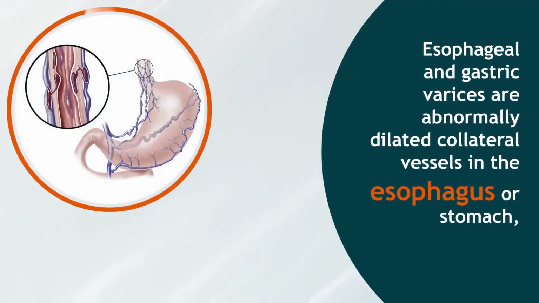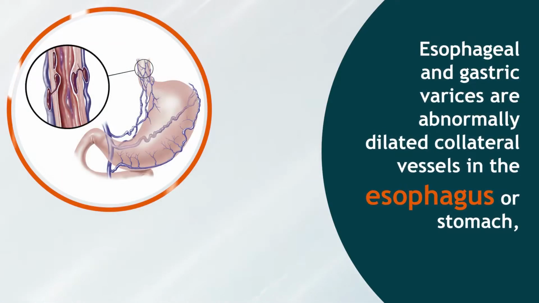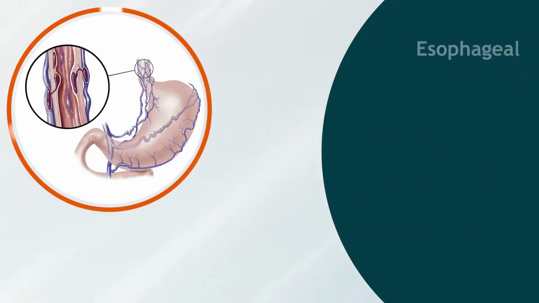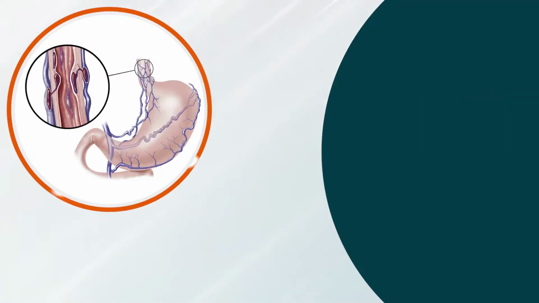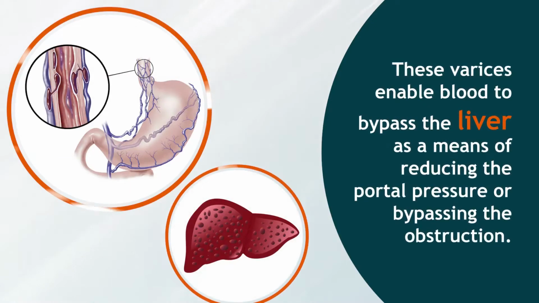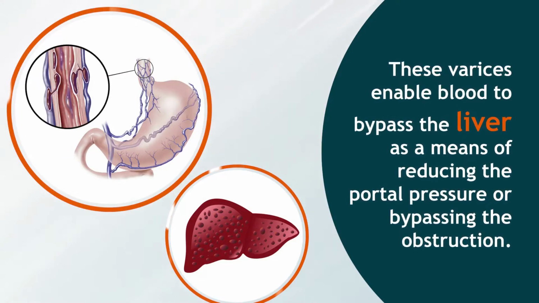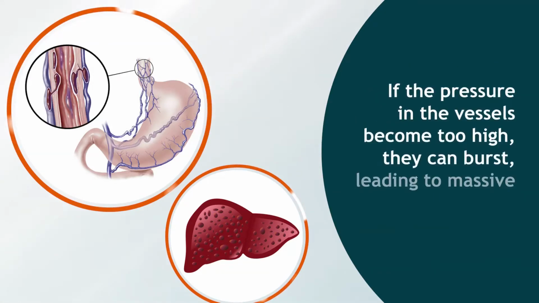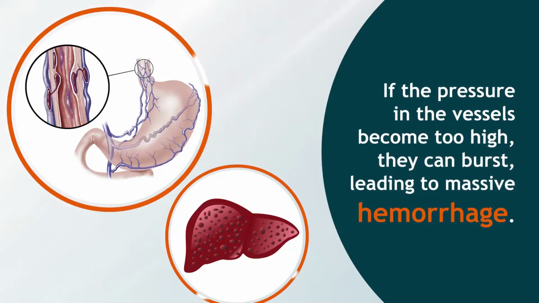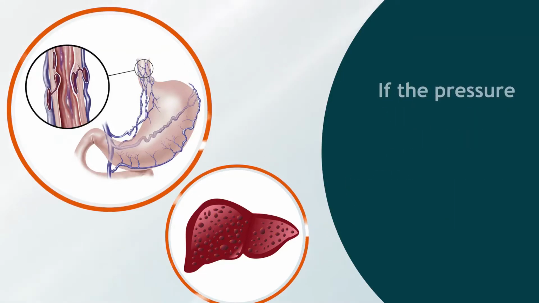Varices. Esophageal and gastric varices are abnormally dilated collateral vessels in the esophagus or stomach, which arise as a result of portal hypertension or obstruction. These varices enable blood to bypass the liver as a means of reducing the portal pressure or bypassing the obstruction. If the pressure in the vessels becomes too high, they can burst, leading to massive hemorrhage.